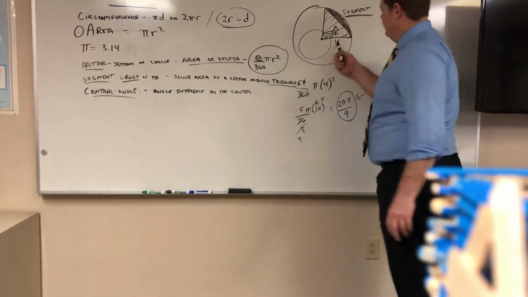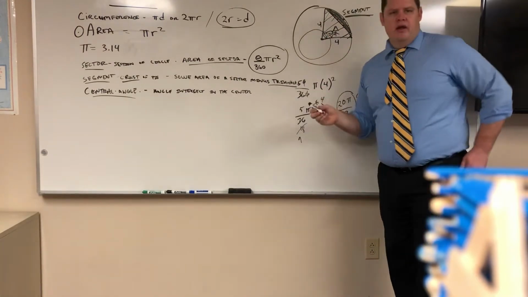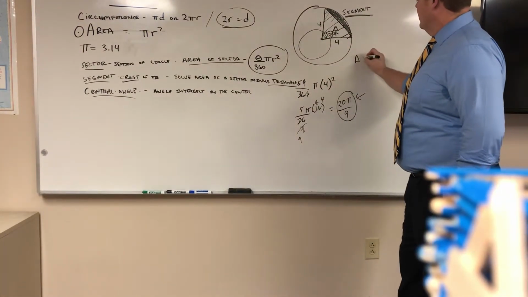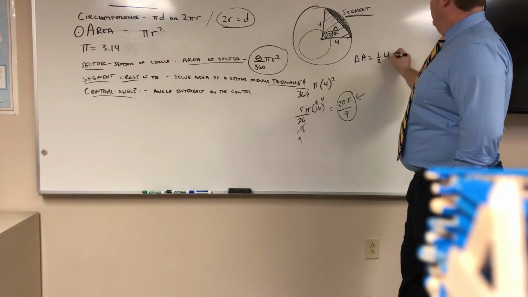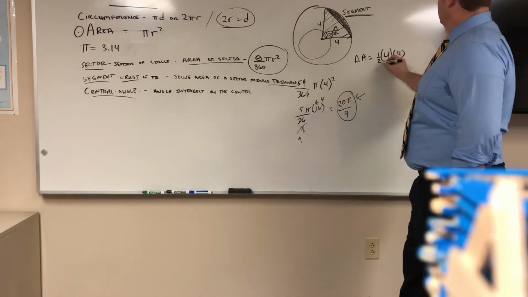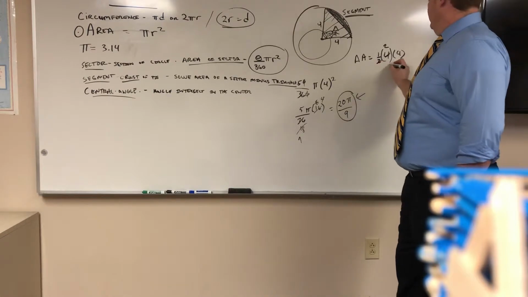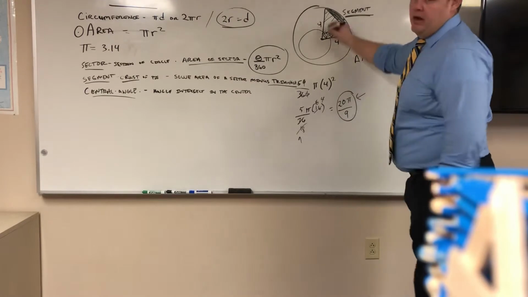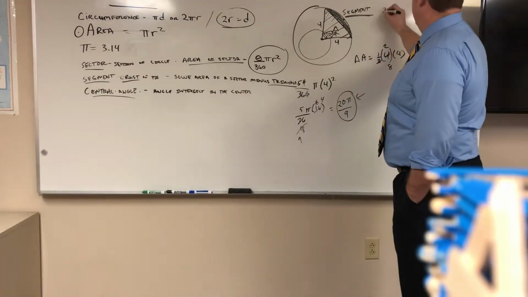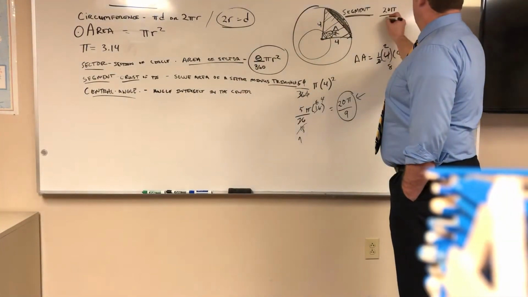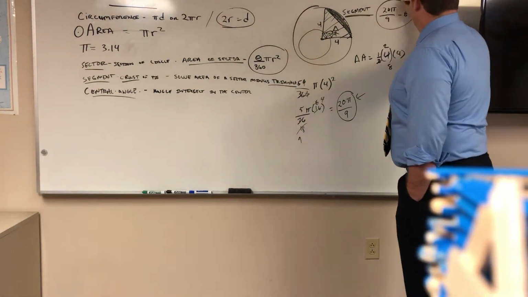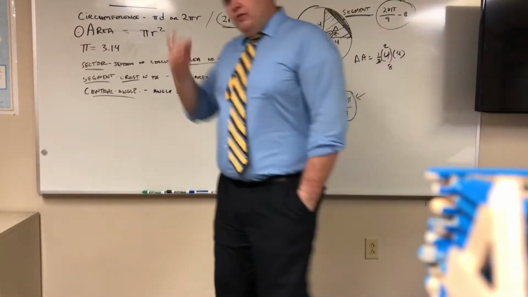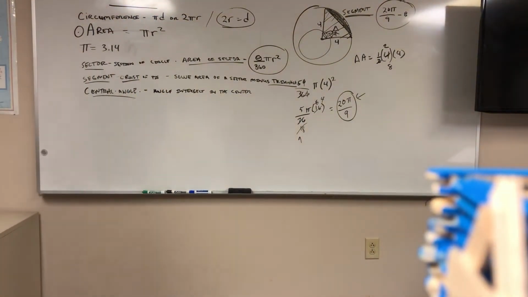So, for instance, if this is 4, what's this? 4. So my area of a triangle is what? Area of a triangle is 1/2 times 4 times 4. So that gives me what? 8. So the area of a segment for this section would be 20 pi over 9 minus 8. And just leave it like that. You don't have to do any more work. You don't have to combine it and try to find a little thing. You just have to solve it that way and leave it in that form.